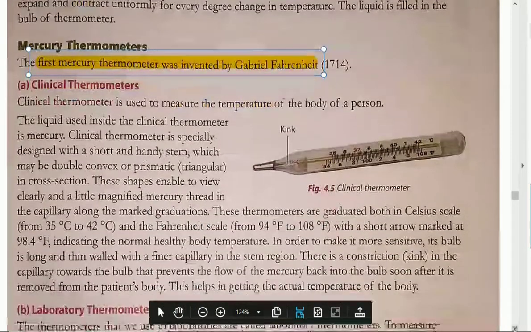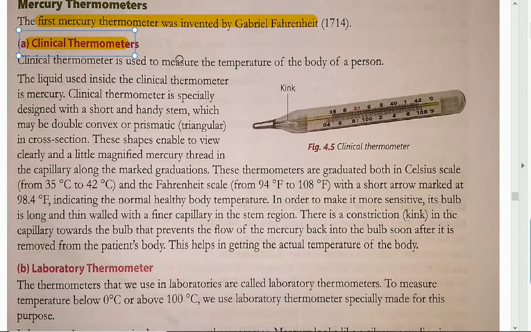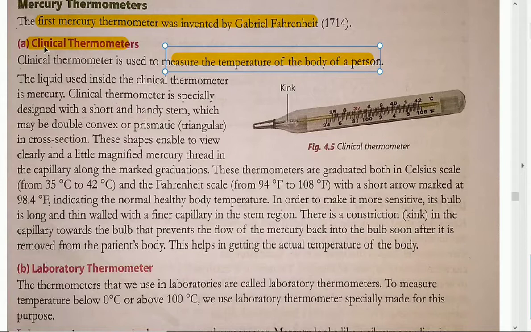Clinical thermometer is a type of mercury thermometer. A clinical thermometer is basically used to measure the temperature of the body of a person. In this, the liquid is mercury. These thermometers are short and handy, and have a range from 35 degrees Celsius to 42 degrees Celsius, or in the Fahrenheit scale, 94 Fahrenheit to 108 Fahrenheit.